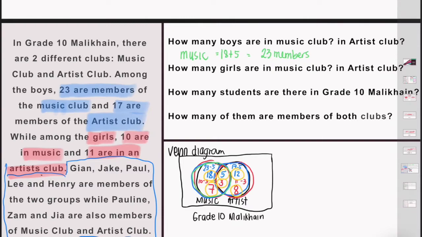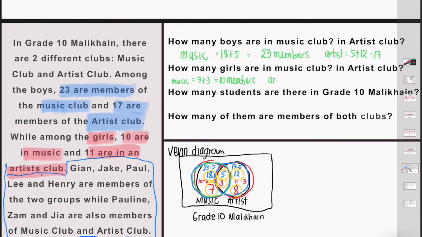And then for the artist club, do the same. So for the artist, let's count again. We have there 5 plus 12, which is 17. Now, same question for the girls. Check again our red label. So for the music, we have there 7 plus 3, which is we have 10 members.